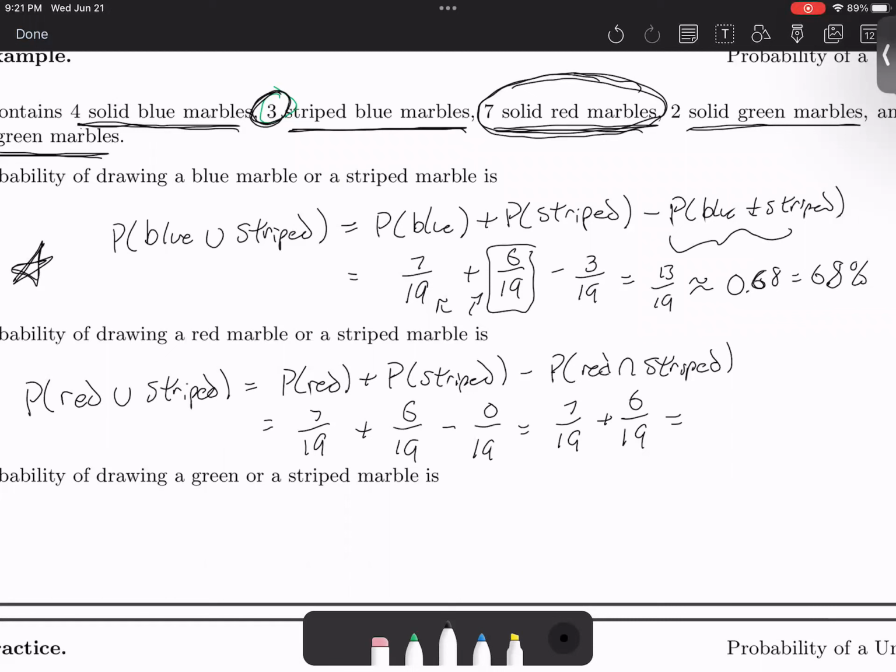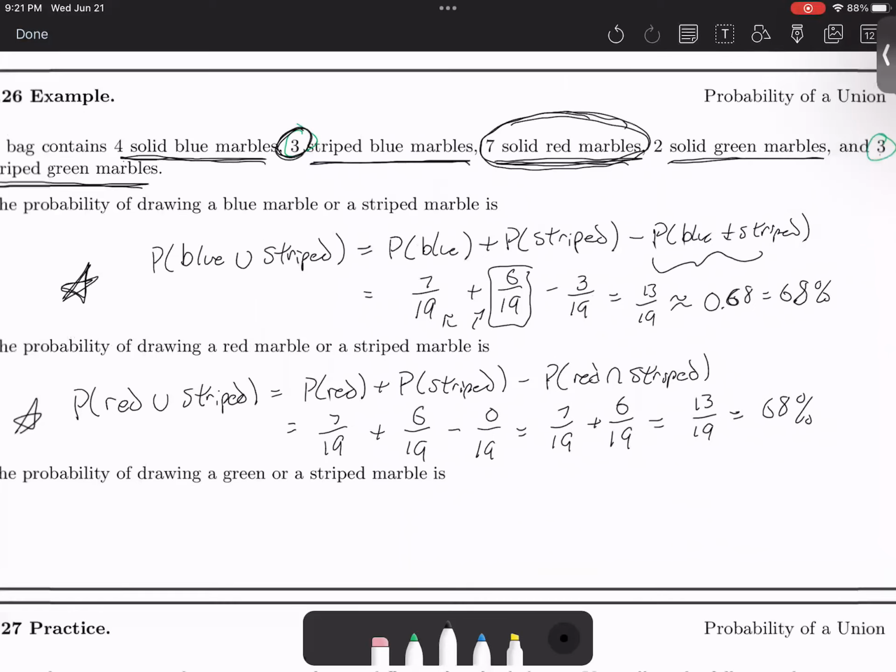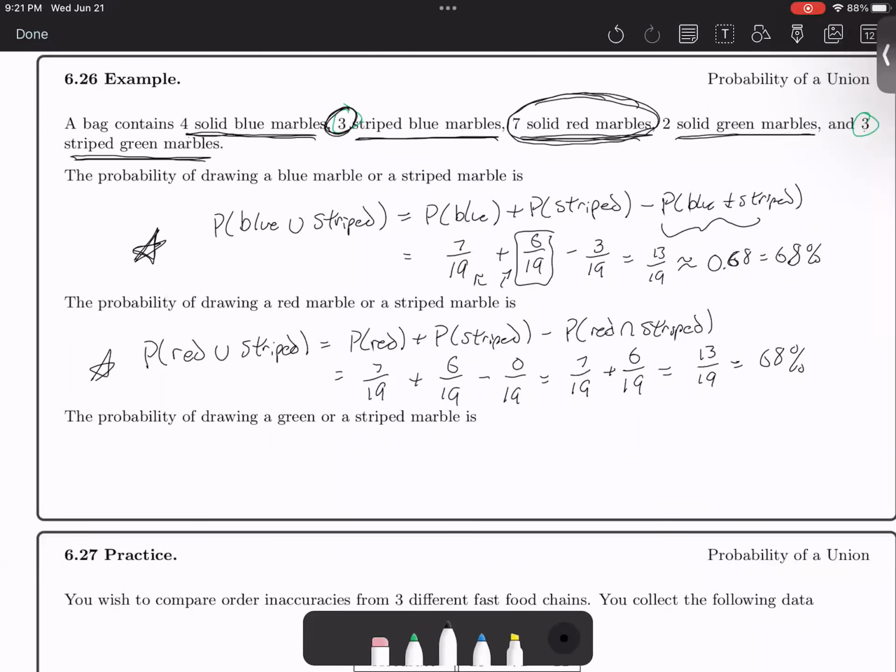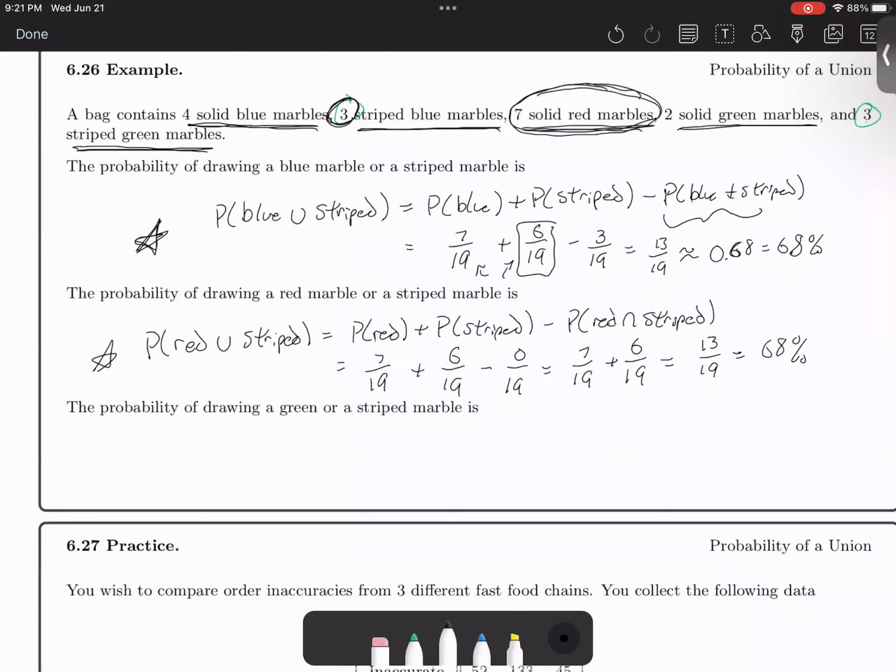So when we go through this, 7 plus 6 gives us a 13, and 13 out of 19 gives us, oh, oddly enough, it's the same as the previous problem, 68%. Huh, that was not on purpose. Okay, let's work on this third one.